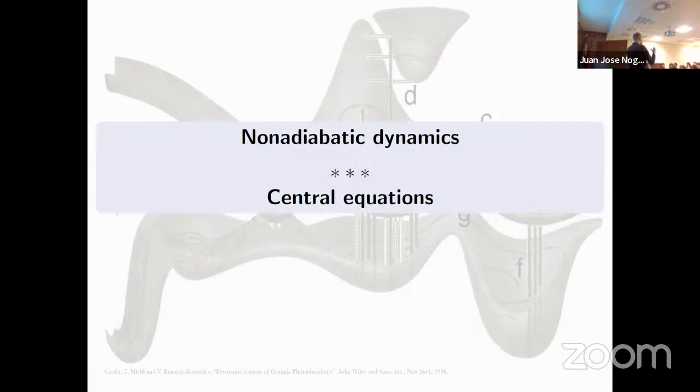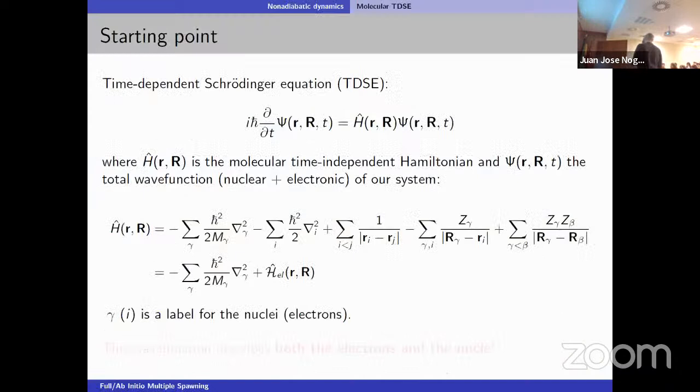So, as I mentioned earlier, everything starts here with the time-dependent Schrödinger equation for a molecular system. And I'm stressing this molecular here, because it's really important to keep in mind that it depends on all the electrons. This small r is all the coordinates of all the electrons wrapped together into a vector. The same here for the nuclei: capital R is all the positions of all the nuclei wrapped into a vector.